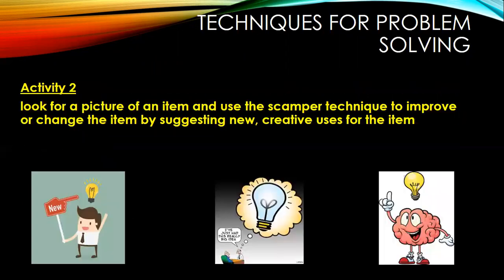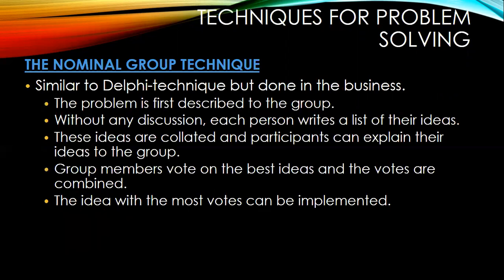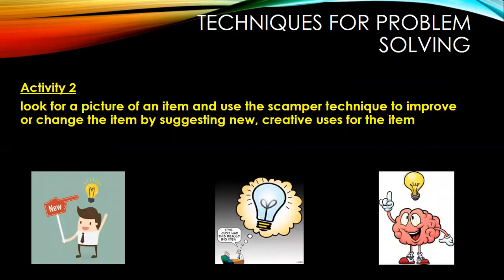Okay, it's moving. So the next technique is the nominal group technique. But before I go to the nominal group technique, activity 2: look for a picture of an item and use the Scamper technique to improve or change the item by suggesting new or creative uses for the item. You don't have to use a magazine or a newspaper if you don't have them available at home. You can draw a picture, you can think of an item. You don't have to draw the picture, you can just write down what it is: a table, a chair, a cupboard, a mirror.